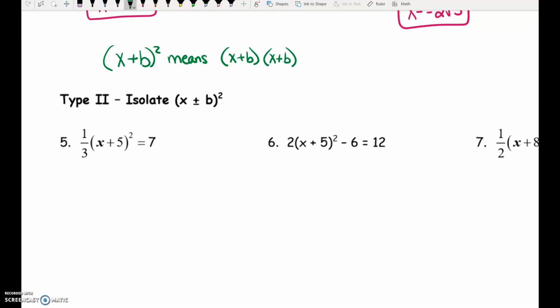So our first step is going to be to isolate the parentheses. Get everything away from the parentheses. How do we get rid of the 1/3 in front? Multiply by 3. So we have x plus 5 squared equals 21. We get rid of that padlock. We get rid of the square with a square root. Don't forget your plus minus.